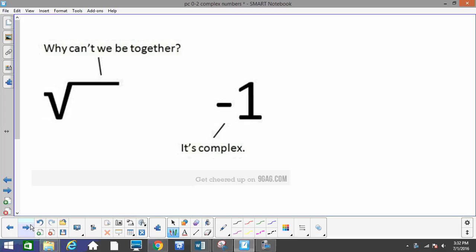So there's your joke for the day. Because the square root of -1 is a complex number. It is imaginary. See, it's complex.